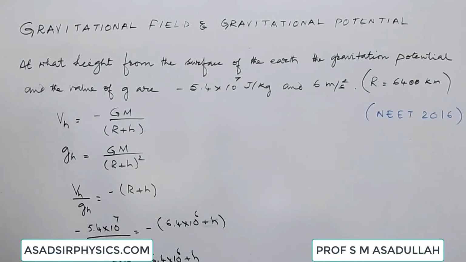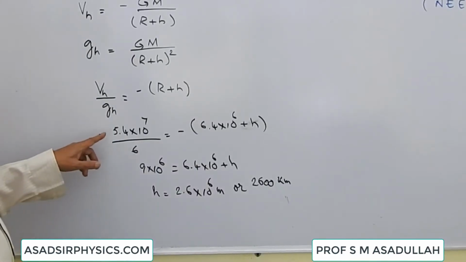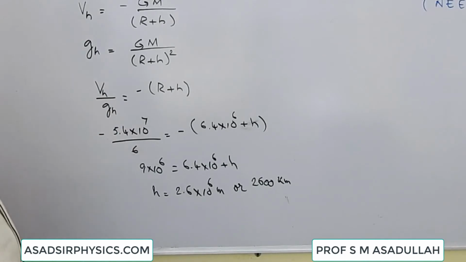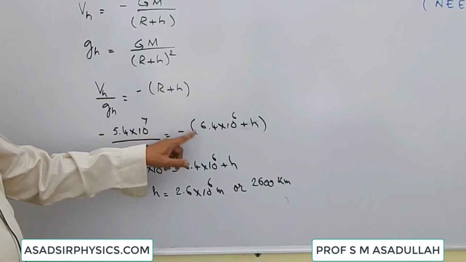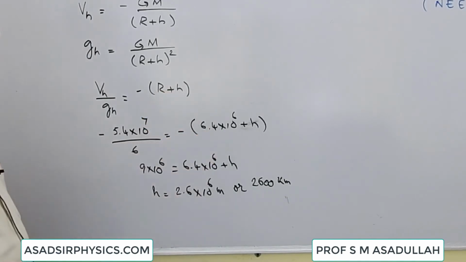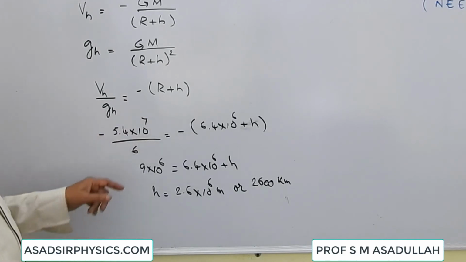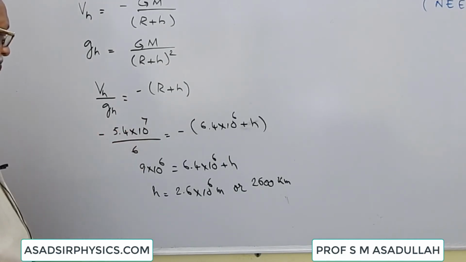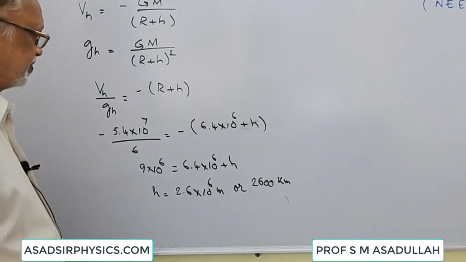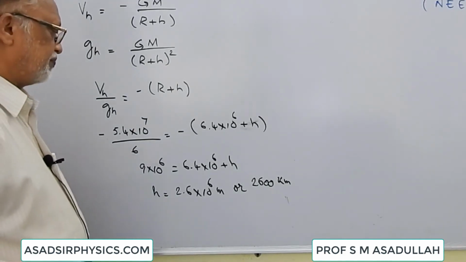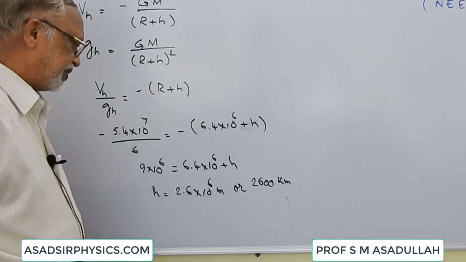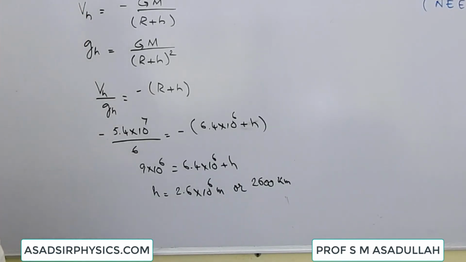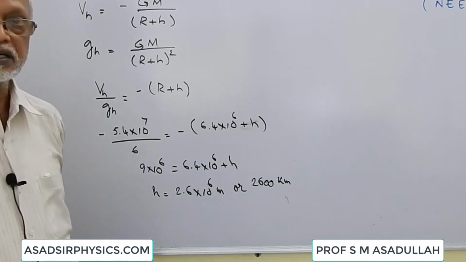Now let us substitute the values. Vh is equal to minus 5.4 into 10 to the power of 7, by gh is 6, that's equal to minus of R plus h. R is 6.4 into 10 to the power of 6 plus h. Minus will get cancelled. This will give you 9 into 10 to the power of 6. So 9 into 10 to the power of 6 is equal to 6.4 into 10 to the power of 6 plus h. So h is equal to 2.6 into 10 to the power of 6 meter, or 2600 kilometer.